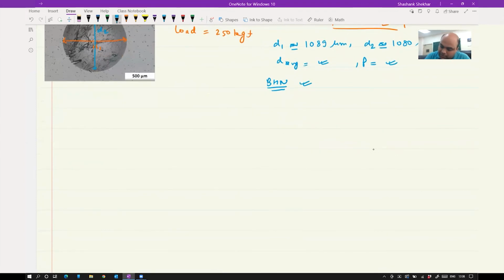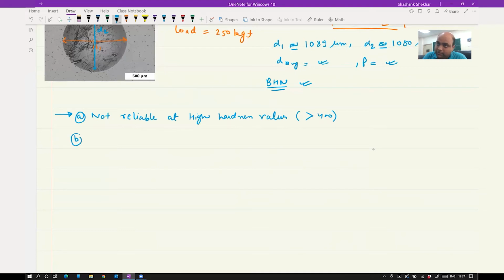So the first disadvantage is that it is not reliable at high hardness value, say greater than 400 or so. And the reason is because your steel ball itself will start deforming. That is point number one.